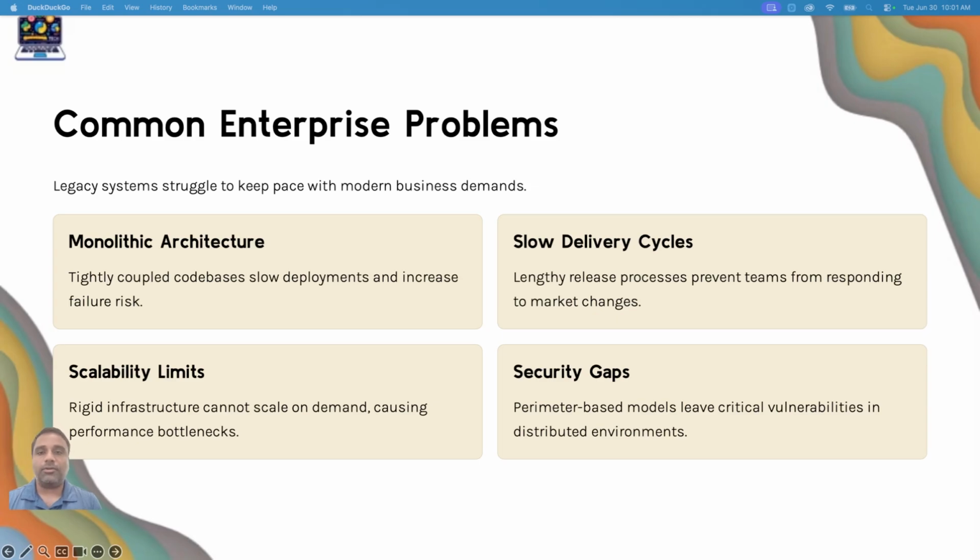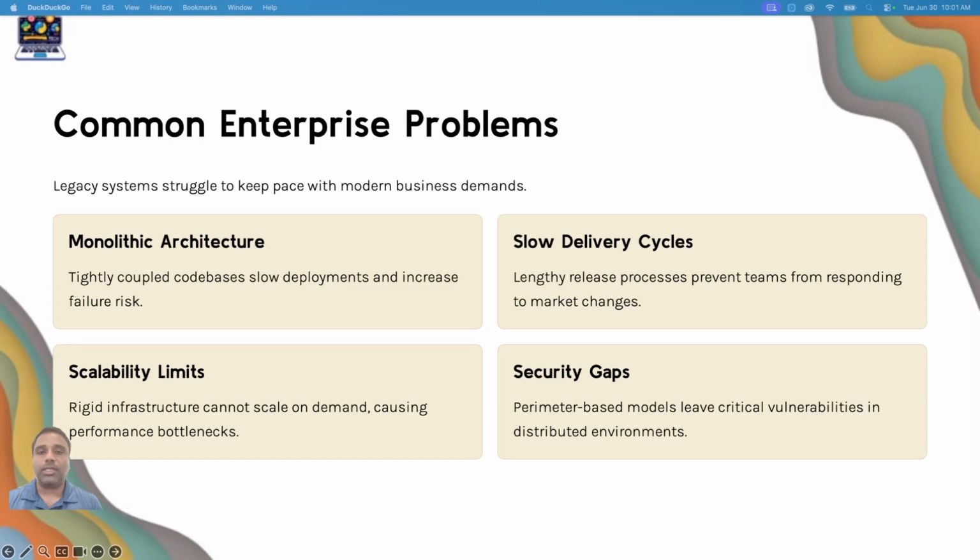Another one is slow delivery cycles. Release processes take 3 weeks or maybe months, following the waterfall approach, meaning that your team simply cannot respond to market changes at the speed the business needs. The next thing is scalability limits: rigid infrastructure that can't scale on demand. You are either over-provisioning and wasting money, or under-provisioning and degrading the customer experience through peak periods.